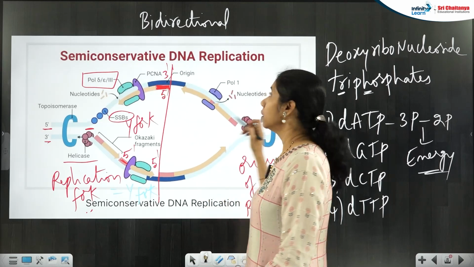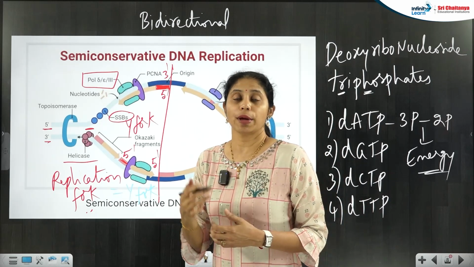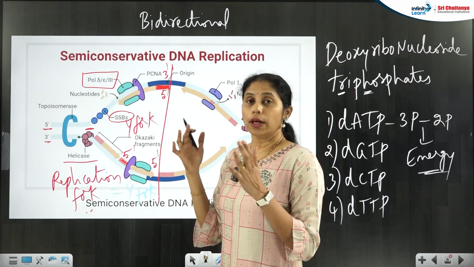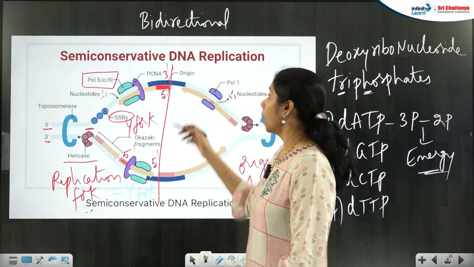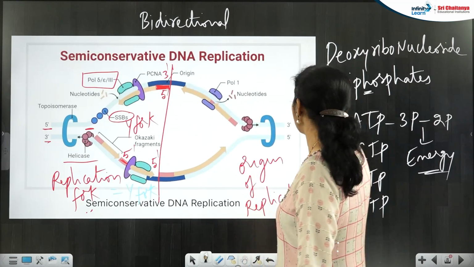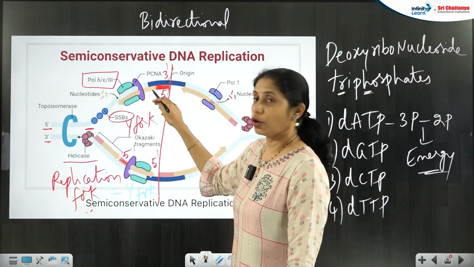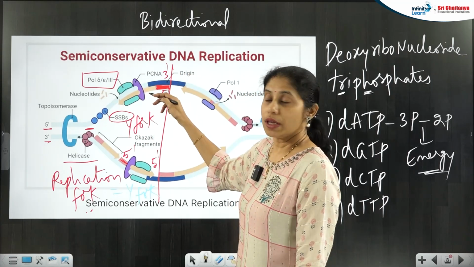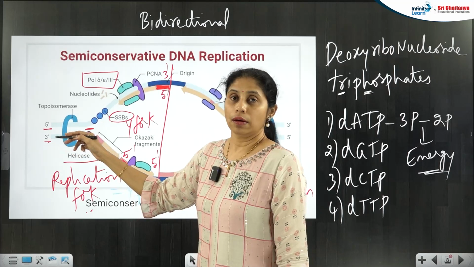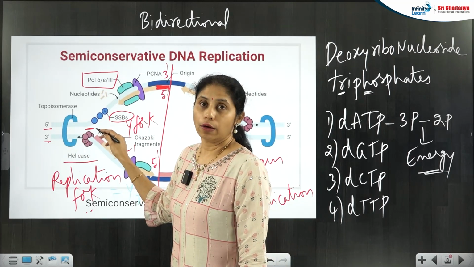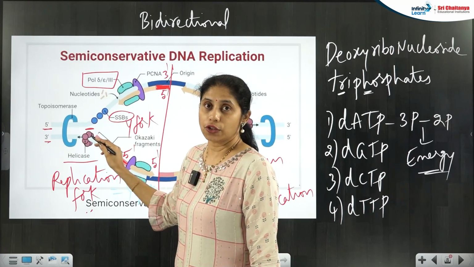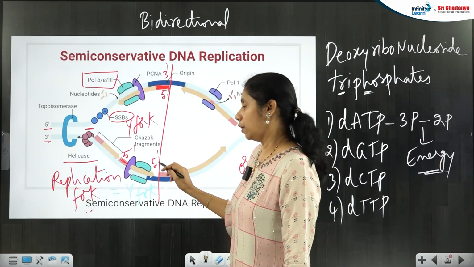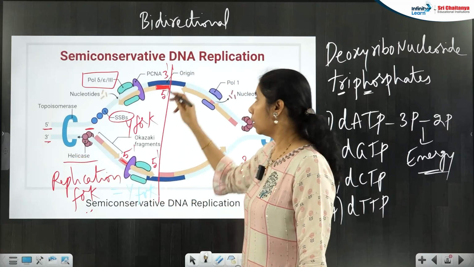So, in that way, these deoxyribonucleoside triphosphates will be acting as substrates, as well as they provide the energy for the polymerization. So, they serve dual purposes. And based on the template sequence, that particular deoxyribonucleotide will be joined here, and on the template of 3 prime to 5 prime, the strand synthesis will be happening continuously towards the fork end, or towards the replication end, towards the Y-shaped replication fork.